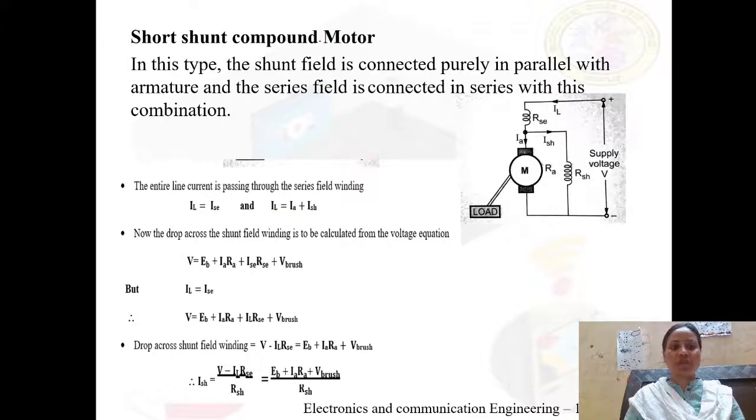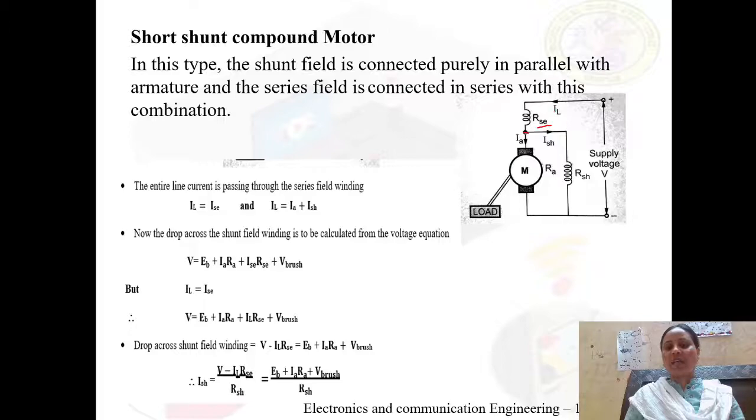Okay, let us move on to the short shunt compound motor. So this is what the configuration for the short shunt motor looks like. Here we have connected the field winding having resistance RSH in parallel with the armature, and for this parallel combination of armature and field winding, a series field winding having resistance RSE is connected, and for this combination the supply voltage is given. We can observe that the supply current IL at this particular point will be divided between the armature winding and the parallel field winding.